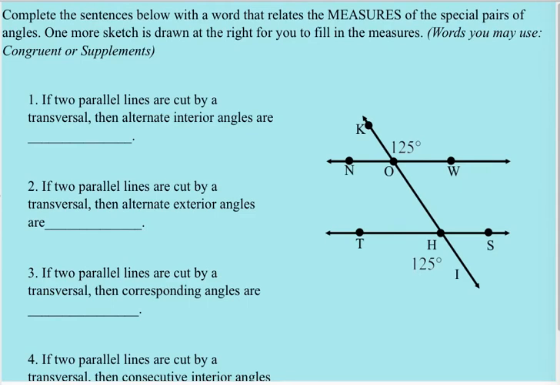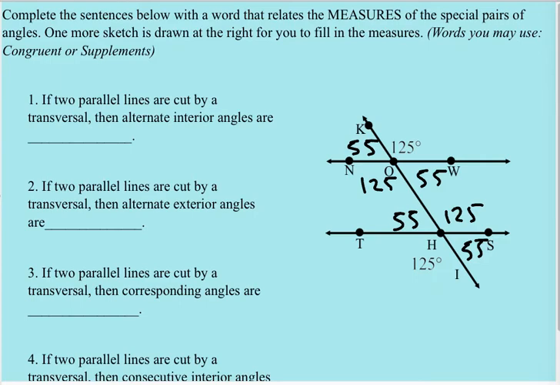So take a look, fill in the blank, kind of make your ideas here just by what we have in the picture. 2 parallel lines cut by a transversal, then alternate interior angles, or what? Well, let's figure this out quick. So this is 125, this is 125. That means this has got to be 55, 55, 55, 55.